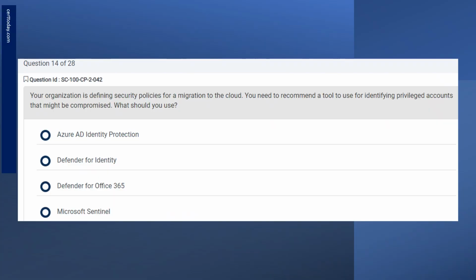Question 14. Your organization is defining security policies for a migration to the cloud. You need to recommend a tool to use for identifying privileged accounts that might be compromised. What should you use?